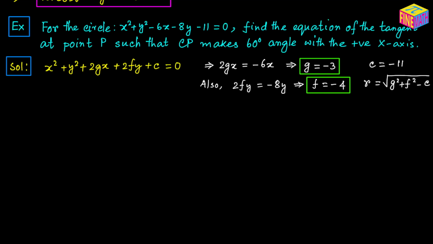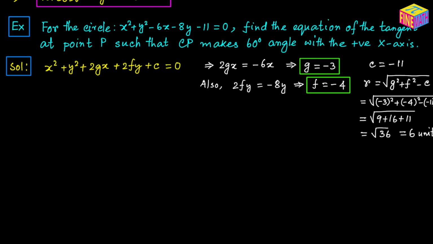We know r is equal to square root of g squared plus f squared minus c. Let's plug in the values of g, f and c. Then we can write it as square root of negative 3 squared plus negative 4 squared minus negative 11, and that turns out to be square root of 9 plus 16 plus 11, and that will be equal to square root of 36, which is equal to just 6 unit.